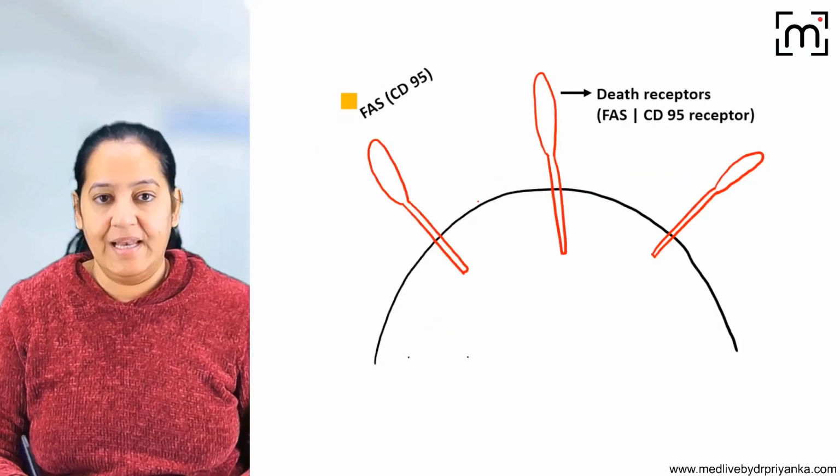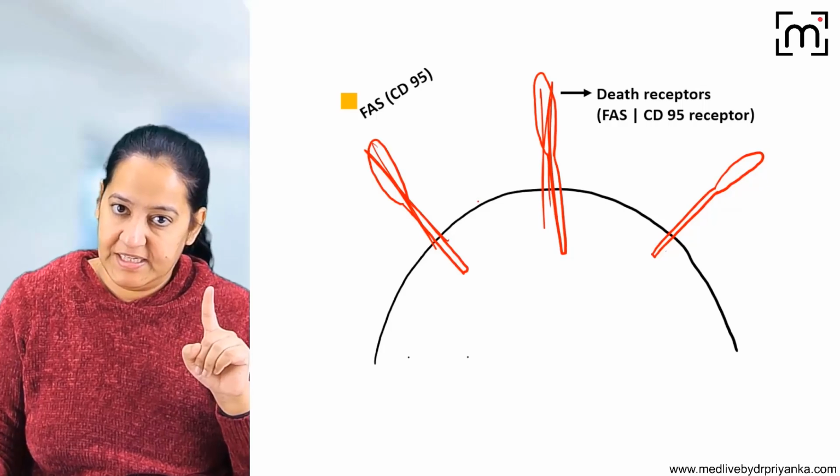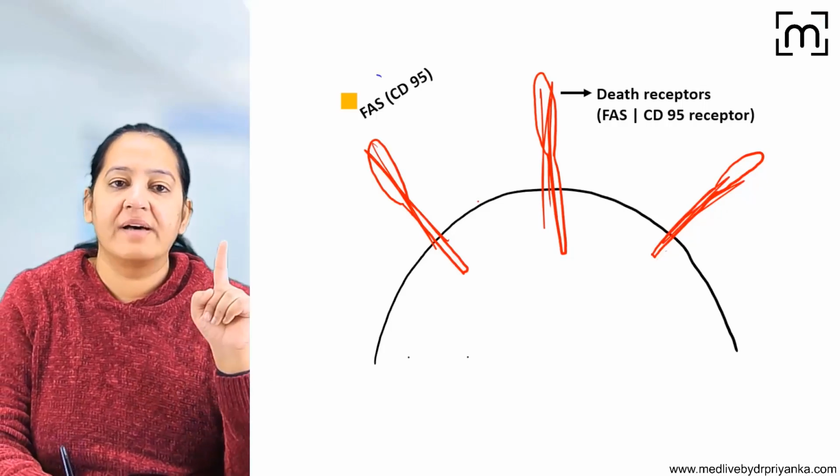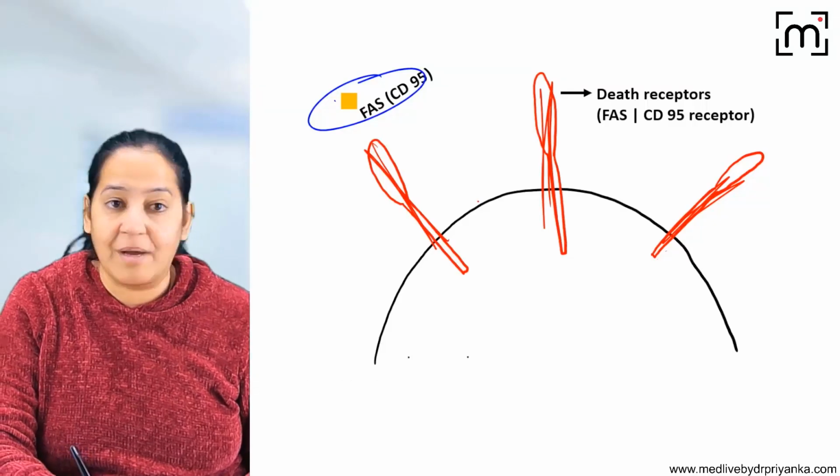So you can see this is the cell. You can see these are the death receptors. Appreciate the death receptors, FAS or CD95, you can see. So here the FAS ligand is coming from outside and binding with the FAS receptor. So here the signal is coming from outside.